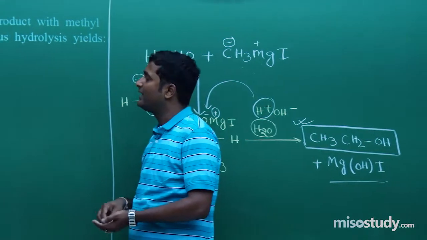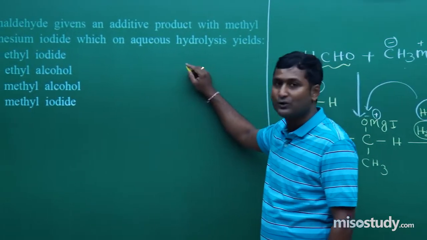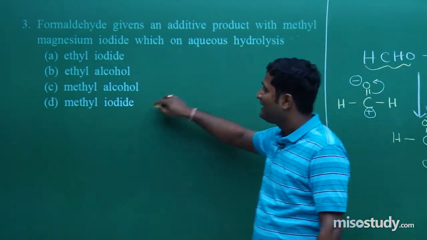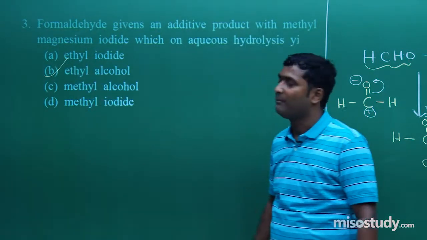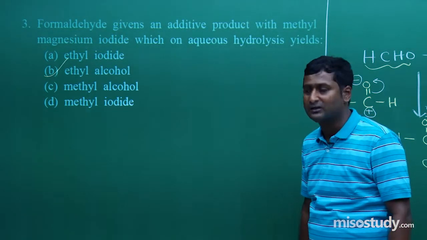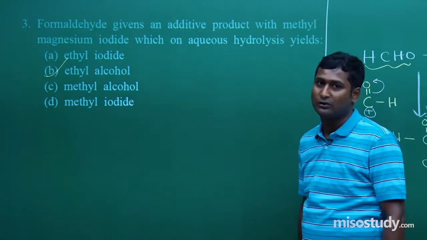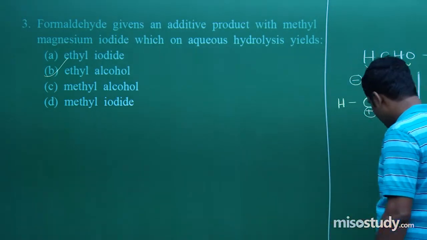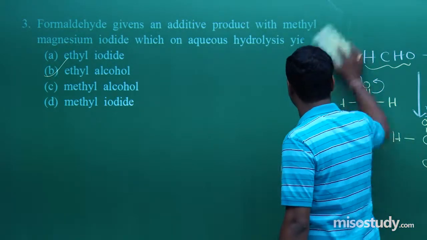Now I'm moving here, check it out. For this question, we can say ethyl alcohol is the main product. For question number 3, B is the correct option. Clear? Now I'm going to rub this part and we'll discuss the next one.